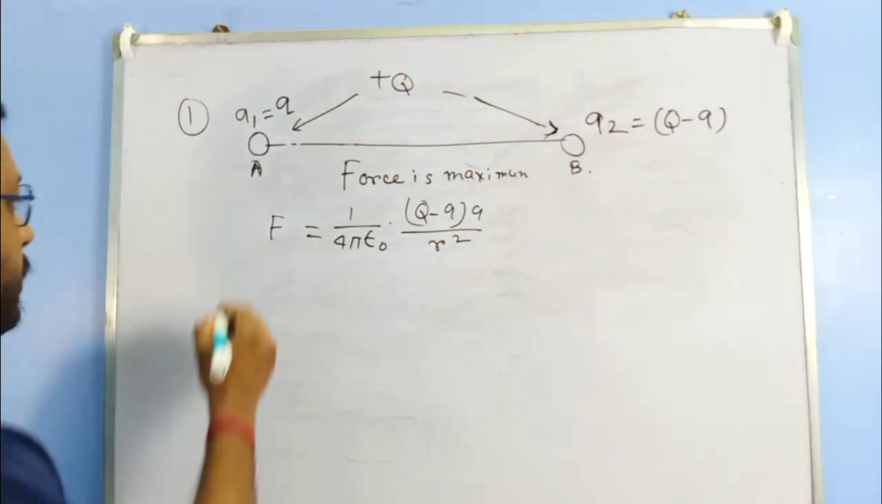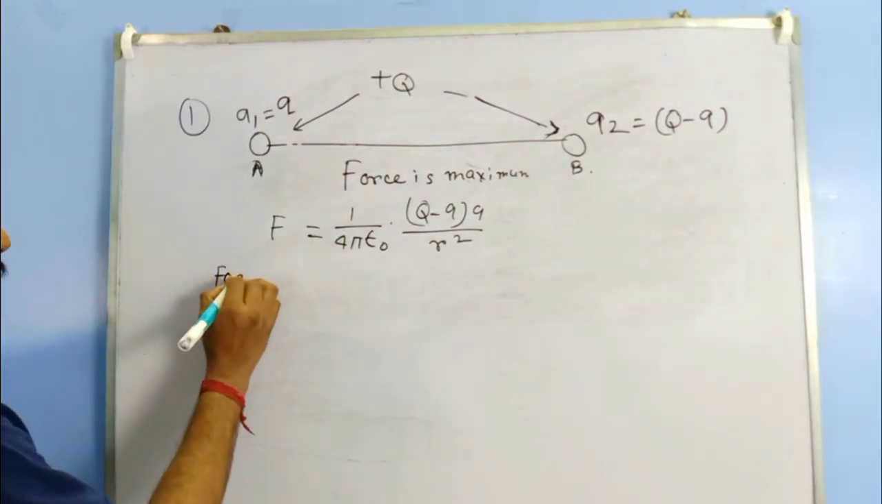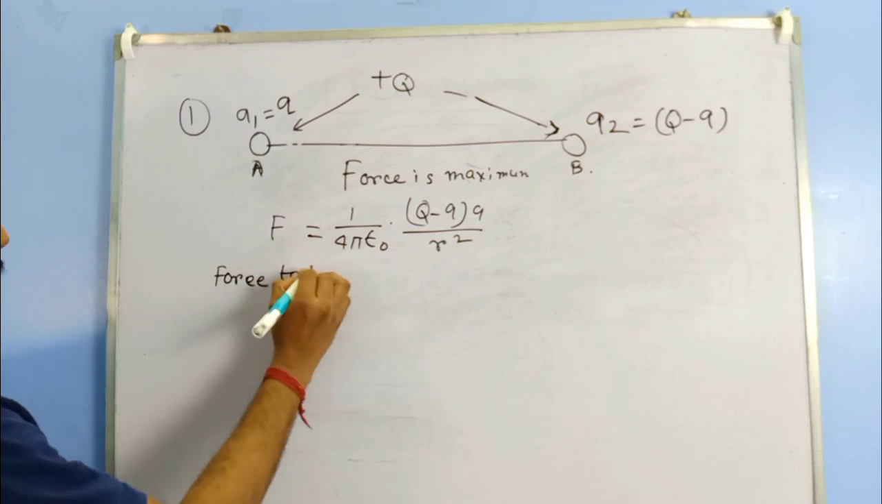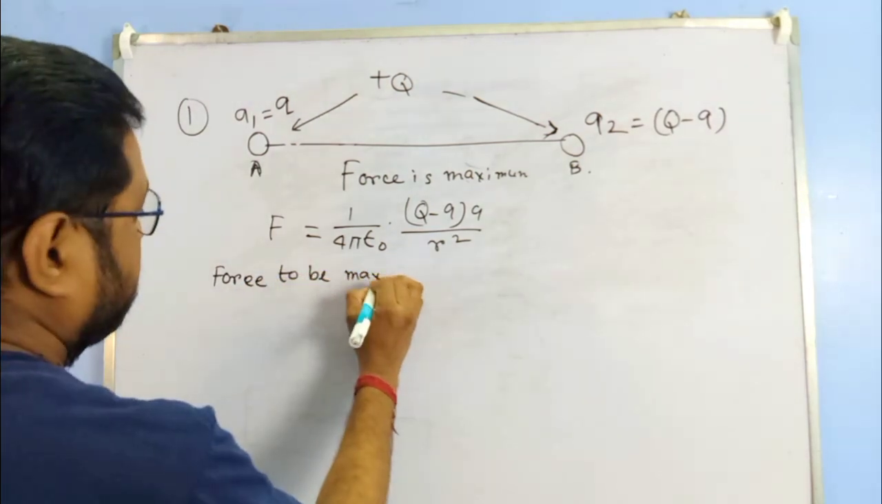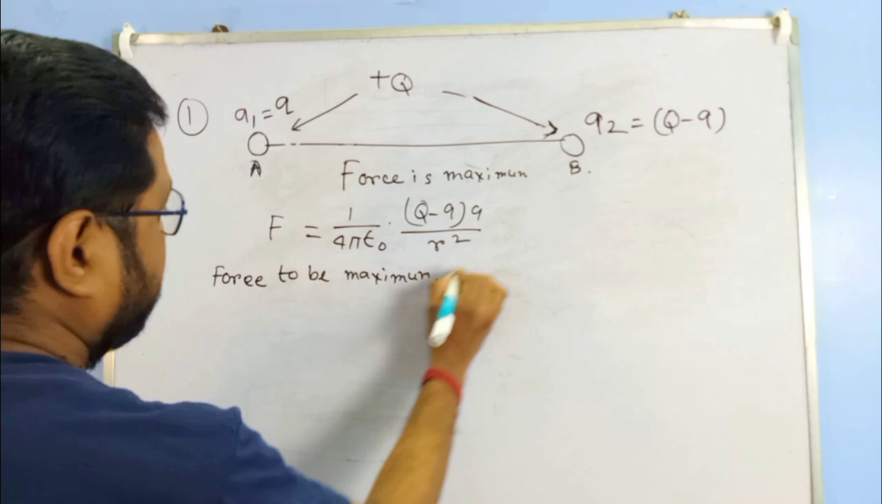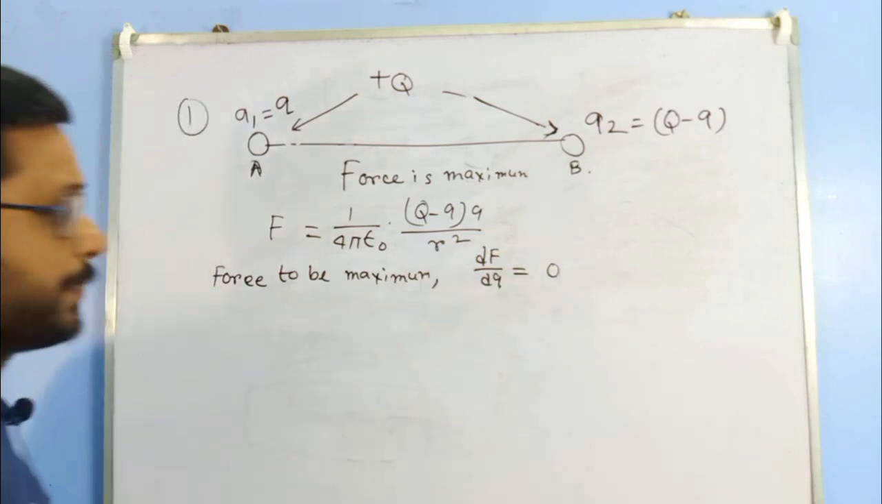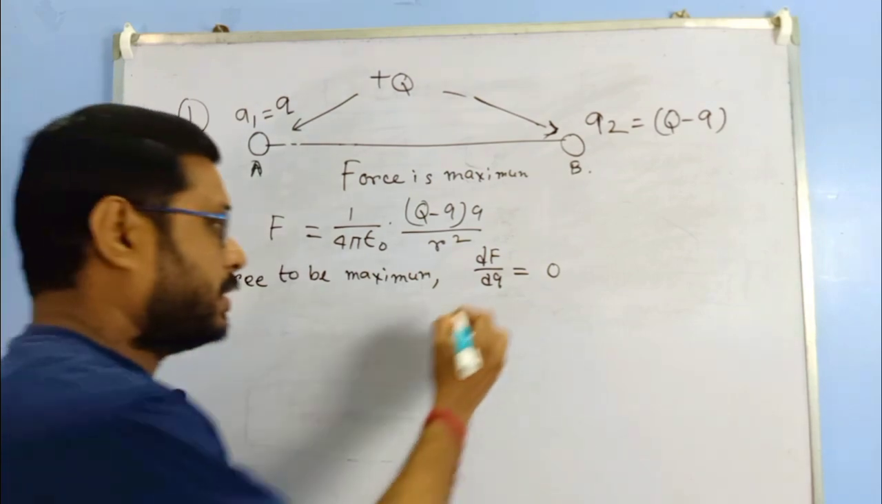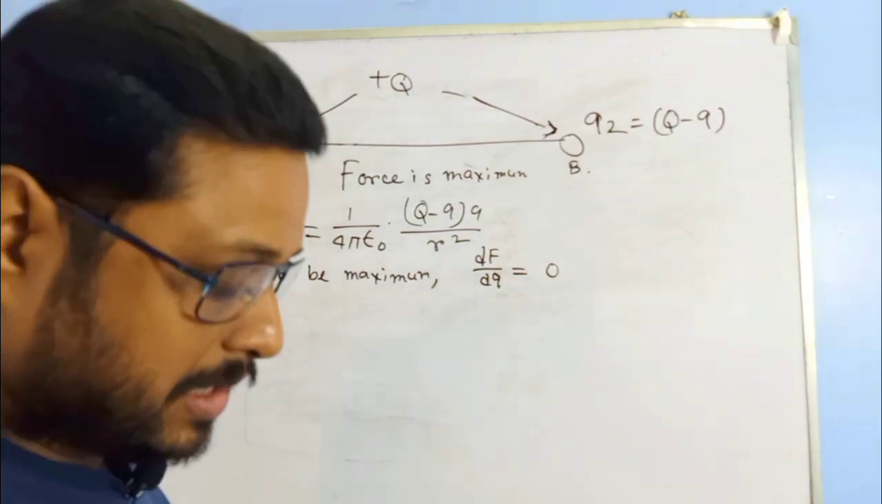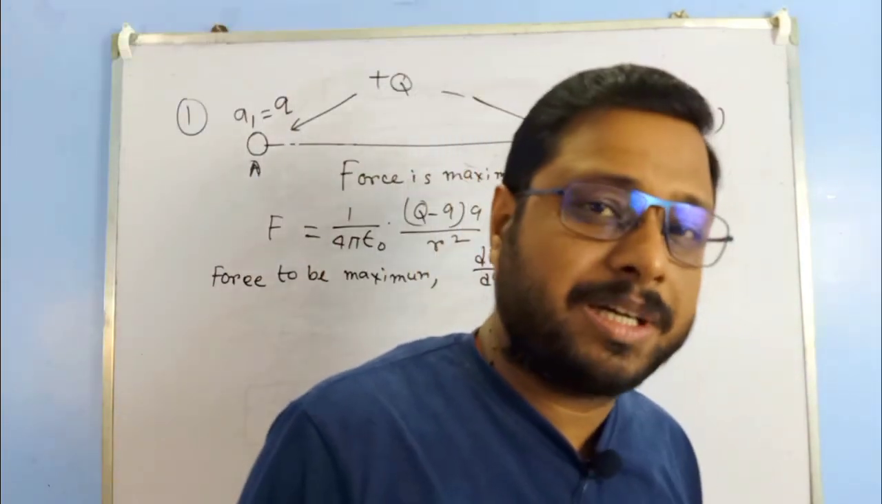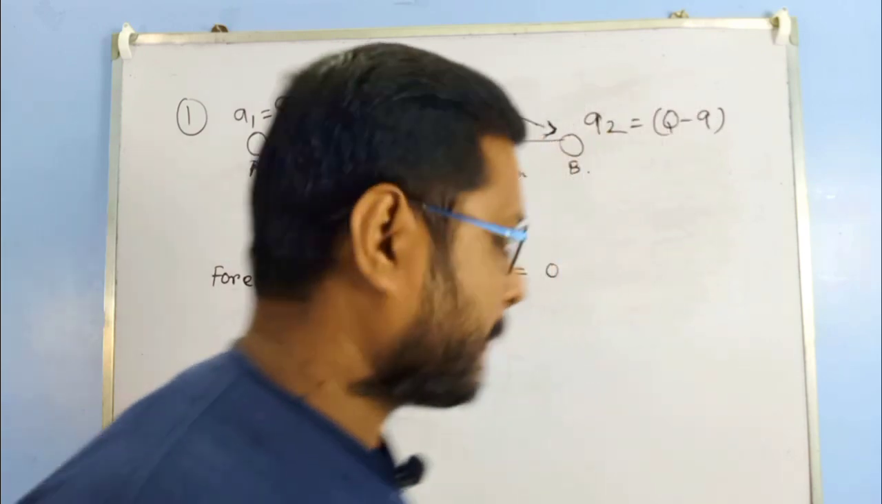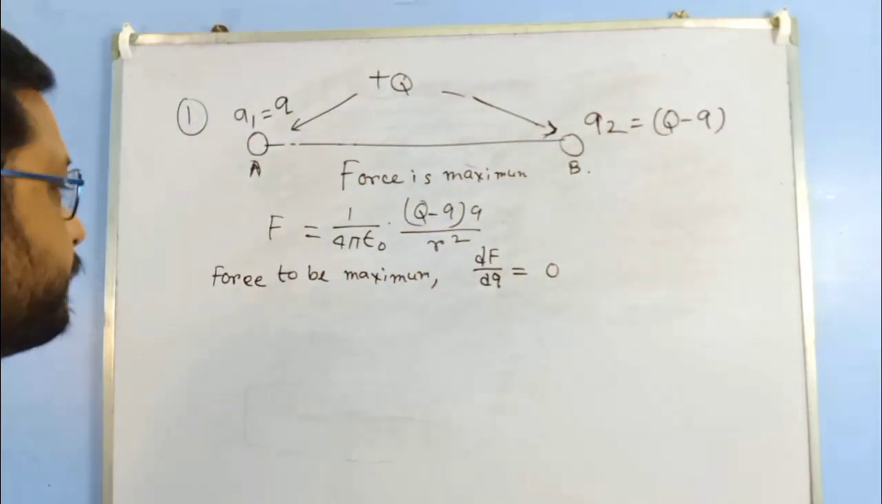Now, for the force to be maximum, we get dF/dq equal to 0. I know you know the differentiation and maxima. To find out the maxima and minima, you have already done it in class 11. So dF/dq equal to 0.